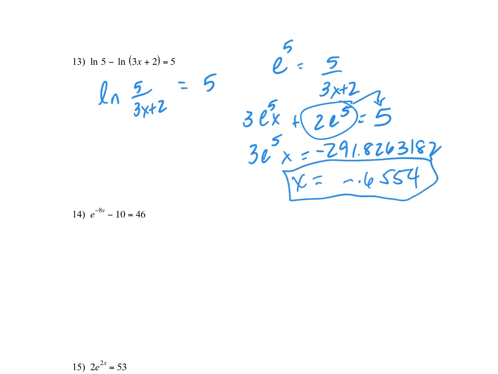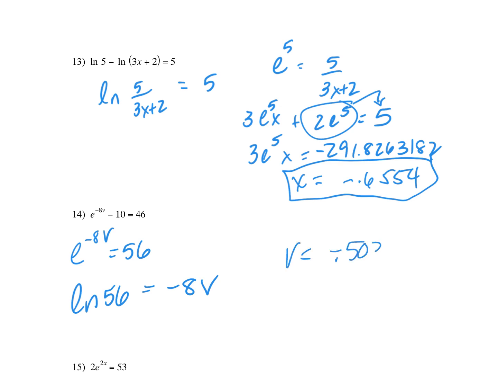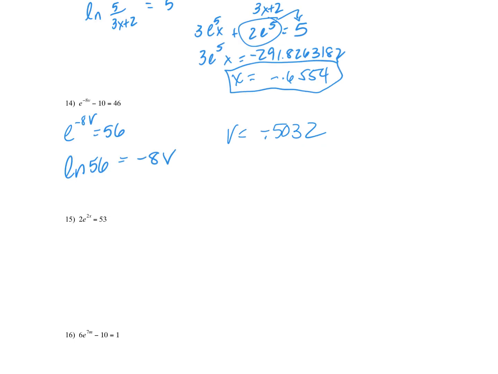The next one's a little easier. You've got e to the negative 8v equals 56 when you add 10 to both sides. So this is ln of 56 equals negative 8v. You put in ln of 56 in your calculator and divide by negative 8, and you get that v equals negative 0.5032. Now they're getting a little easier.